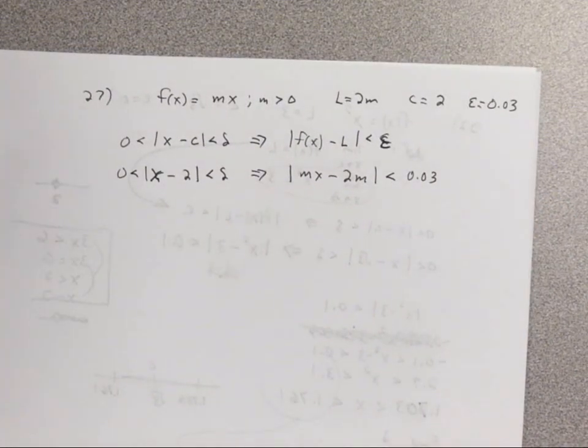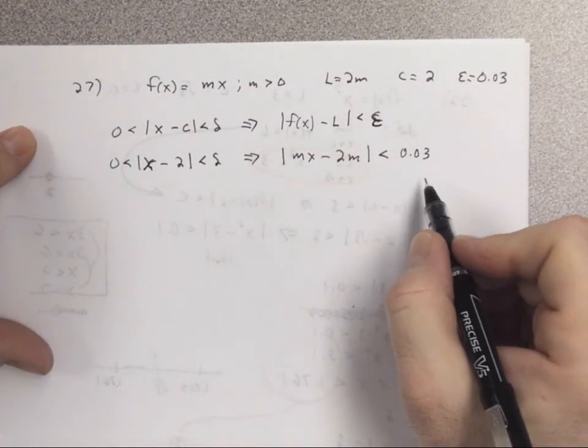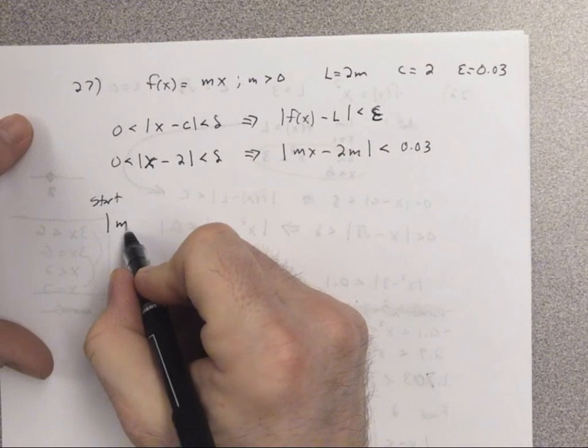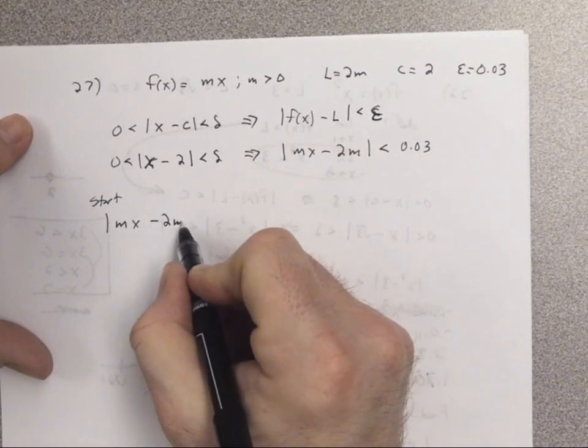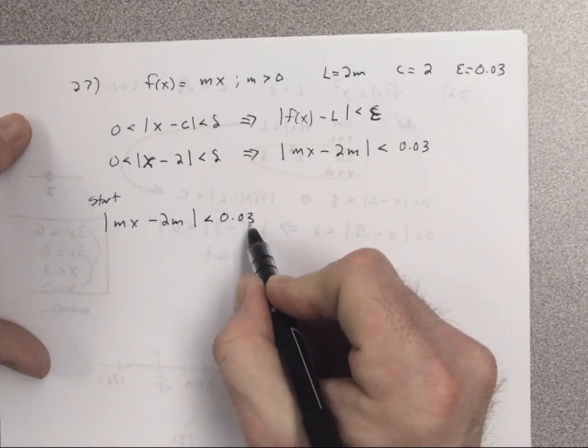All right, where do we start? Yeah, we start here, right? The one that has the epsilon. Okay, so we're going to start here. So the absolute value of mx minus 2m is going to be less than 0.03.